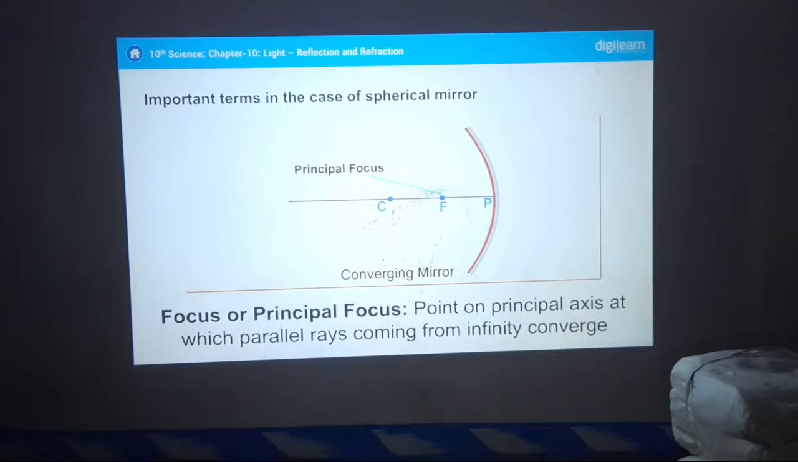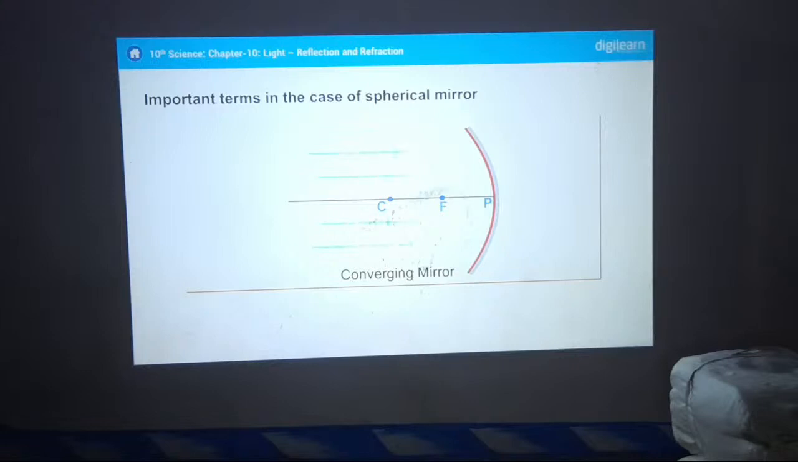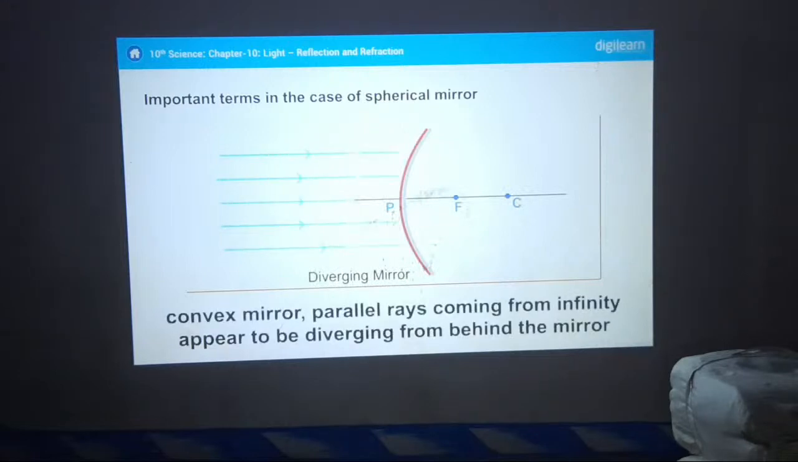Focus or principal focus. Point on principal axis at which parallel rays coming from infinity converge after reflection is called the focus or principal focus of the spherical mirror. Focus is represented by letter F. In case of a concave mirror, parallel rays coming from infinity converge after reflection in front of the mirror. Thus, the focus lies in front of a concave mirror. In case of a convex mirror, parallel rays coming from infinity appear to be diverging from behind the mirror. Thus, the focus lies behind the convex mirror.